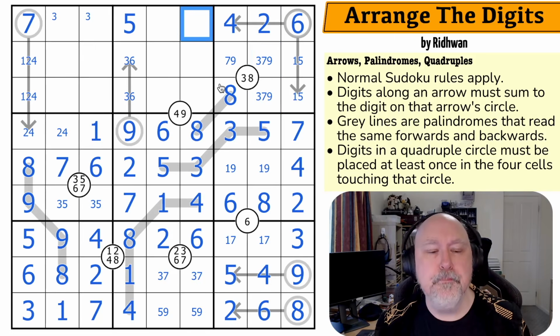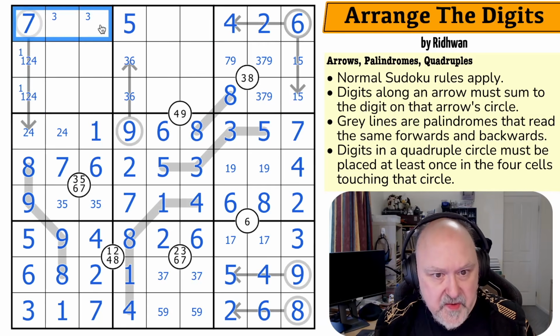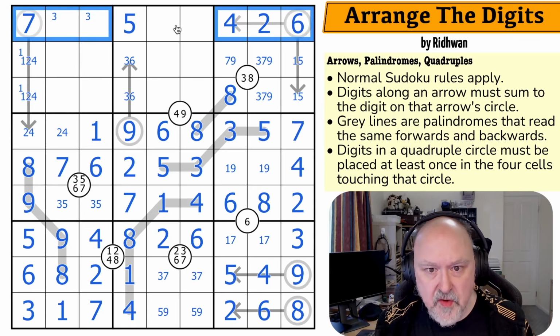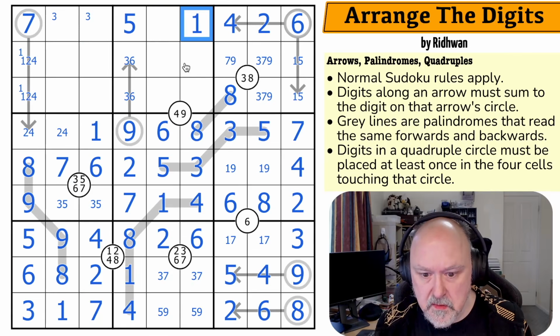That's a 1. On this 1, 2, 4, 1 must be in one of those two. So I can't put 1 in any of those. 1's not in any of those. So 1 is in one of those two, but that one is looking up saying not there. That's a 1.